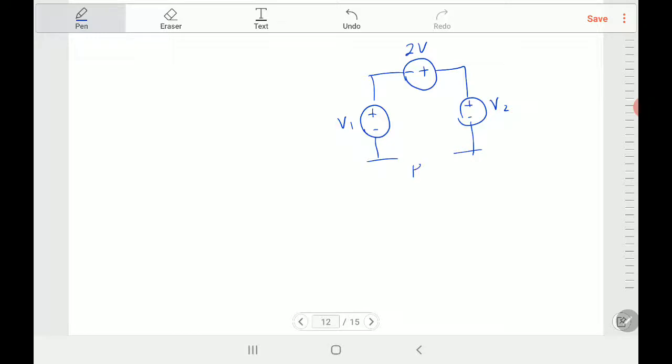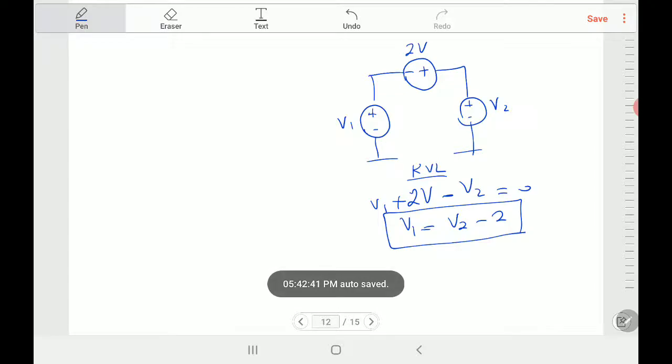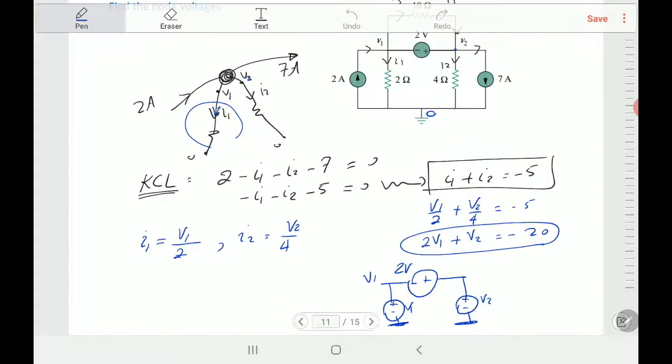Use Kirchhoff voltage law. If you remember, V1, the positive connected to the negative, so it will be plus, you're in series, 2V. The positive connected to the positive would be minus V2 equals 0. So what is the relationship here between V1 and V2? You can say that V1 is equal V2 minus 2 voltage.